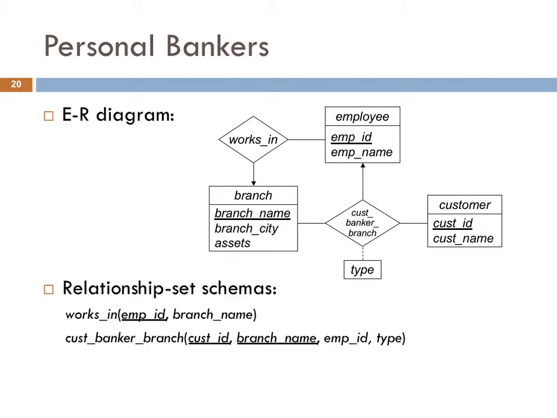So these are the schemas we end up with. Notice we don't care about the entity set schemas. Those are easy to generate, but works in will have employee ID and branch name. The many side is the primary key, as usual, so employee ID is the primary key. Customer banker branch has branch name, customer ID, and employee ID in the schema, as well as the descriptive attribute type. And the many sides define the primary key, so branch name and customer ID together. All right?